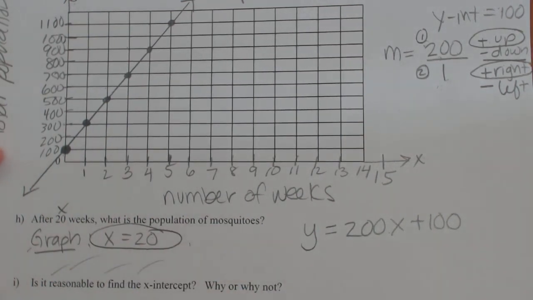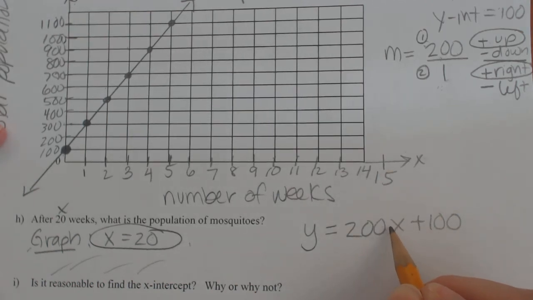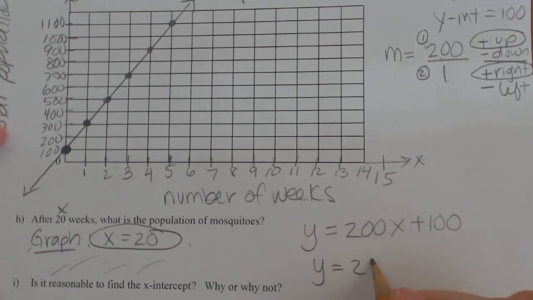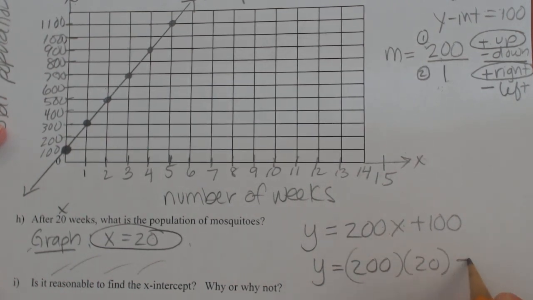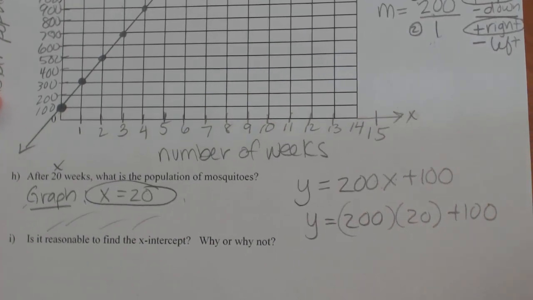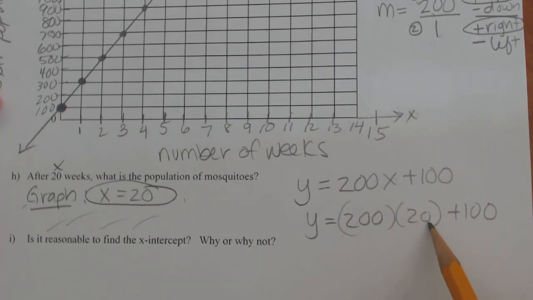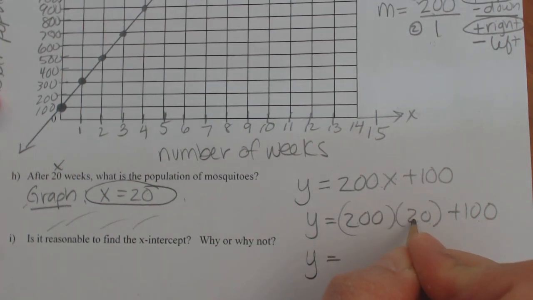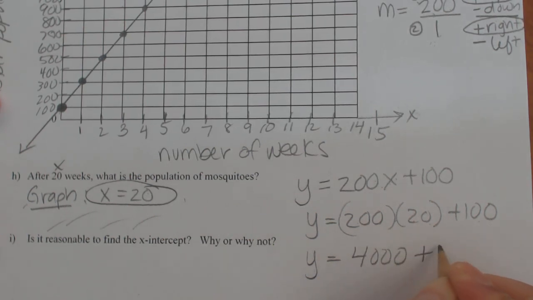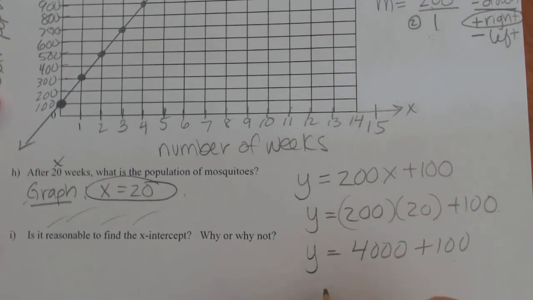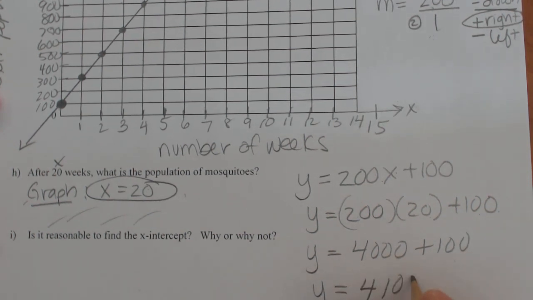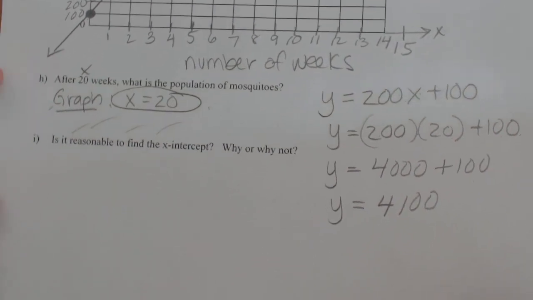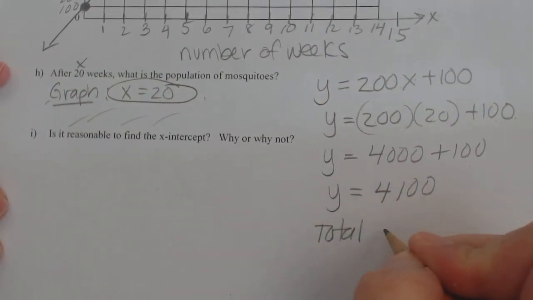So knowing that my x is 20, we are going to use substitution. So where my x is, remember this is multiplication, 200 times x, I'm going to input 20. I'm going to rewrite 200 times 20 because that was the number of weeks, plus 100. So remember, I'm inputting 20 and I want to see what my output, or my total population, is. This is going to give you 4,000. Do not forget you need to add that 100. So y equals 4,100. So my total population is going to be 4,100 mosquitoes.